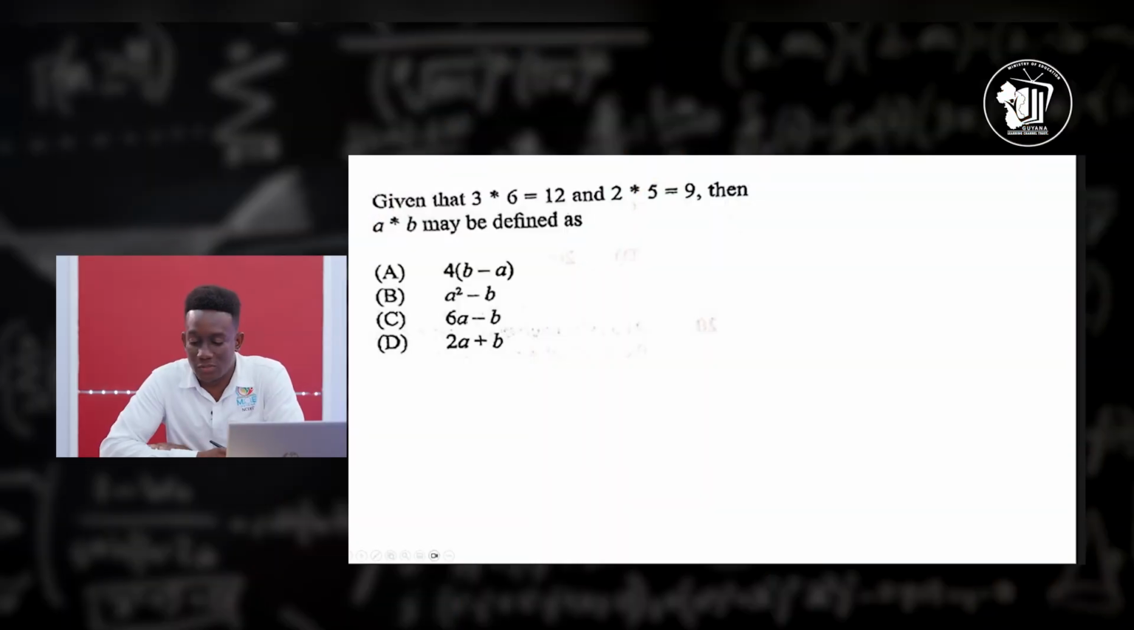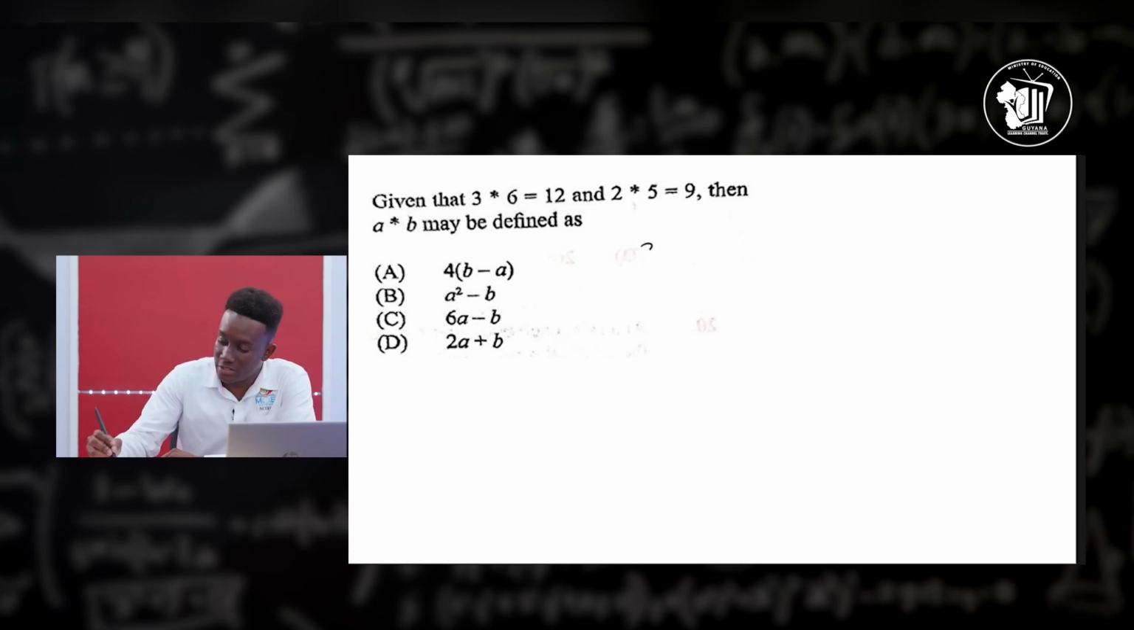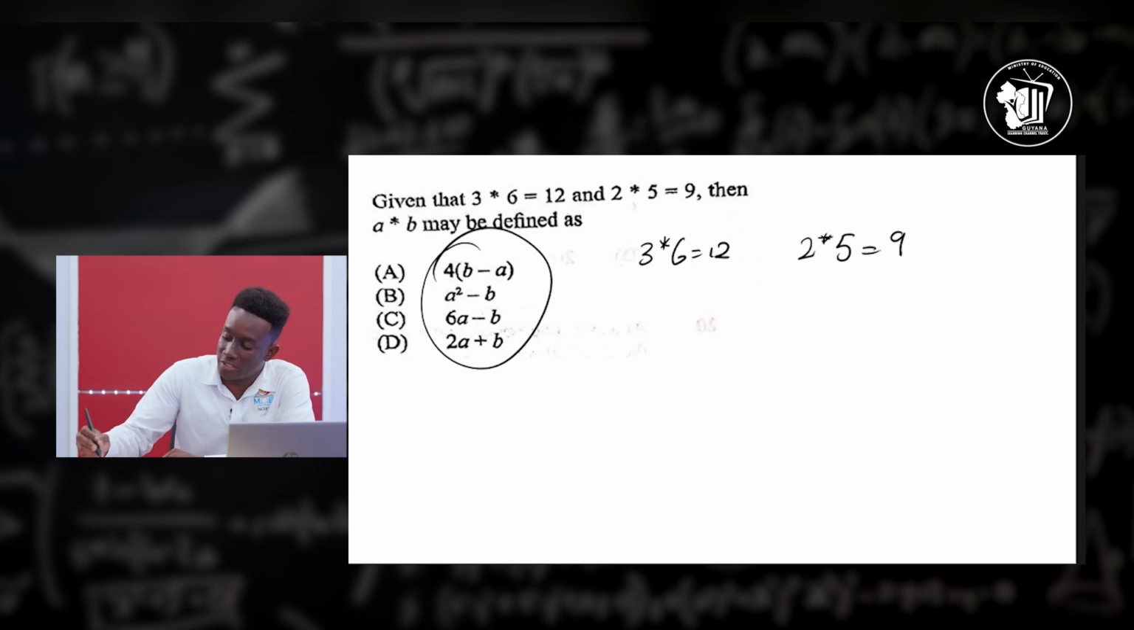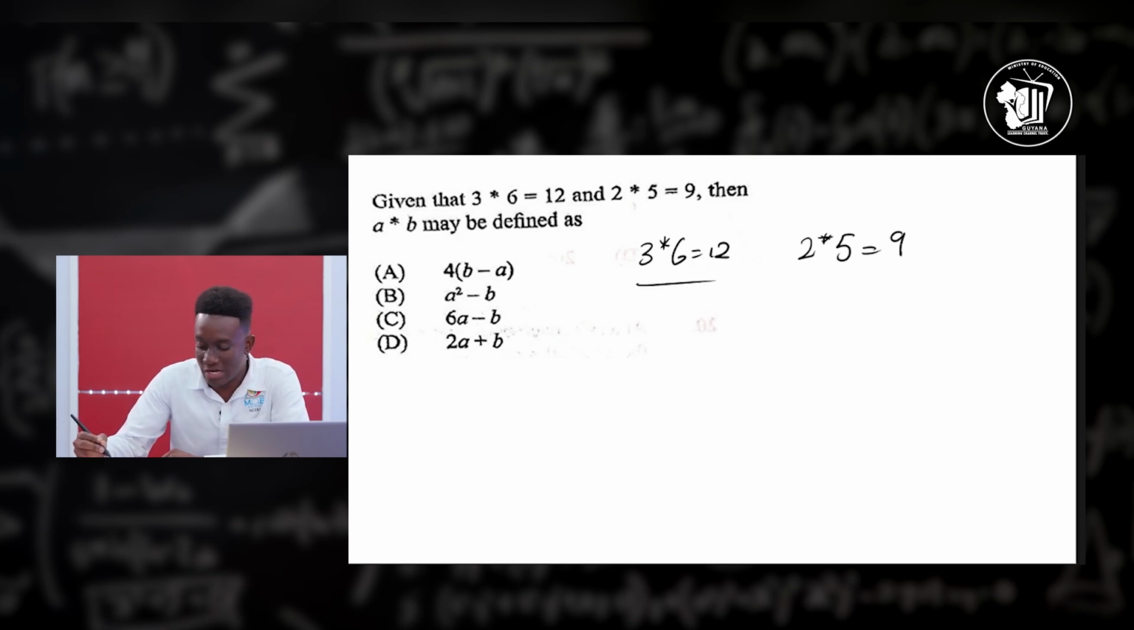So this question now says, given that 3 asterisk 6 is equal to 12 and 2 asterisk 5 is equal to 9, then A asterisk B may be defined as, so let's see, we have 3 asterisk 6 is equal to 12 and we have 2 asterisk 5 is equal to 9. We want to find which one of these would make both of these true. So we can do some trial and error. So let's try this one.